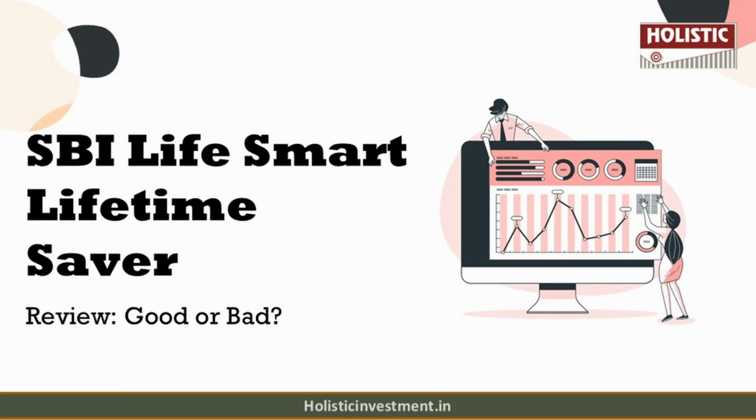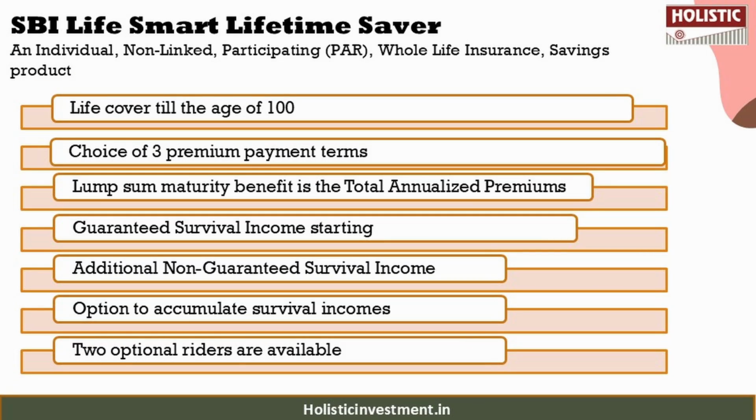Now, before analyzing this policy, let us first understand what this policy is about. This is an individual non-linked participating whole life insurance savings product. Some of the key features of the policy are it gives you life cover till the age of 100 and you have a choice of 3 premium payment terms like 10, 12 and 15 years, and there is a lump sum maturity benefit available, which is the total annualized premiums payable under this policy.